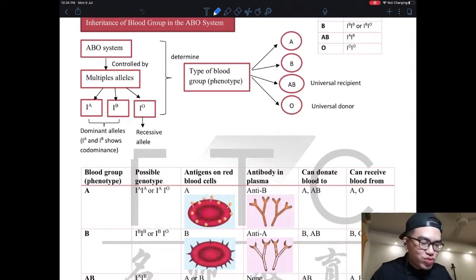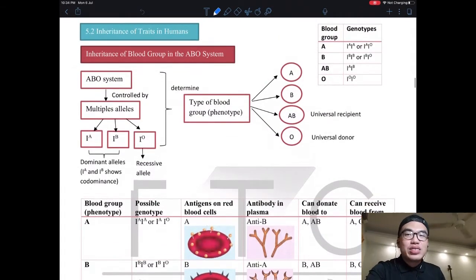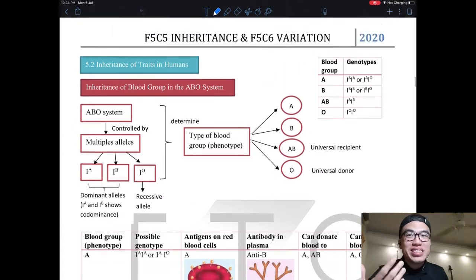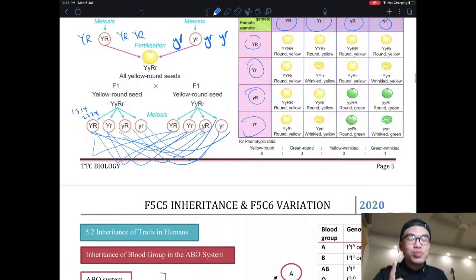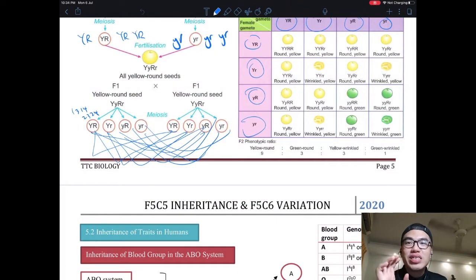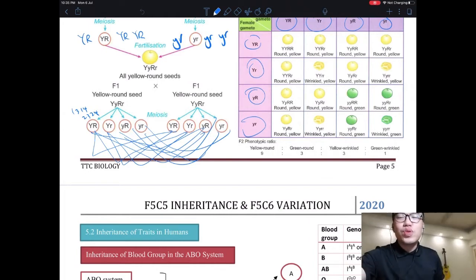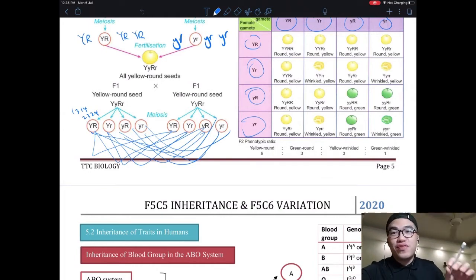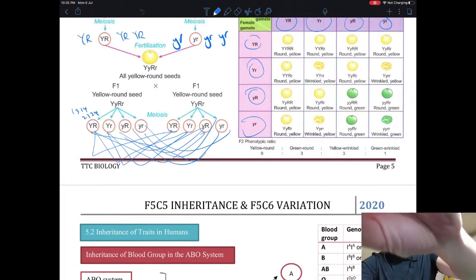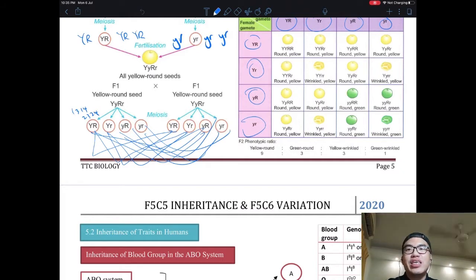Let's begin. Today we are talking about inheritance traits in humans. Last week we talked about how basic inheritance works. I hope you still remember, because today we are using that concept and we are going to apply it in humans. Like I said, last week's concept is super important because that's what we are going to study this week.